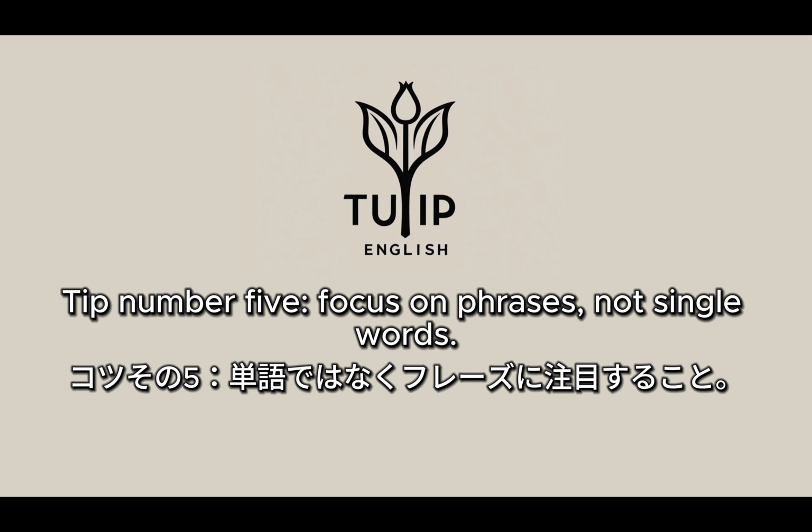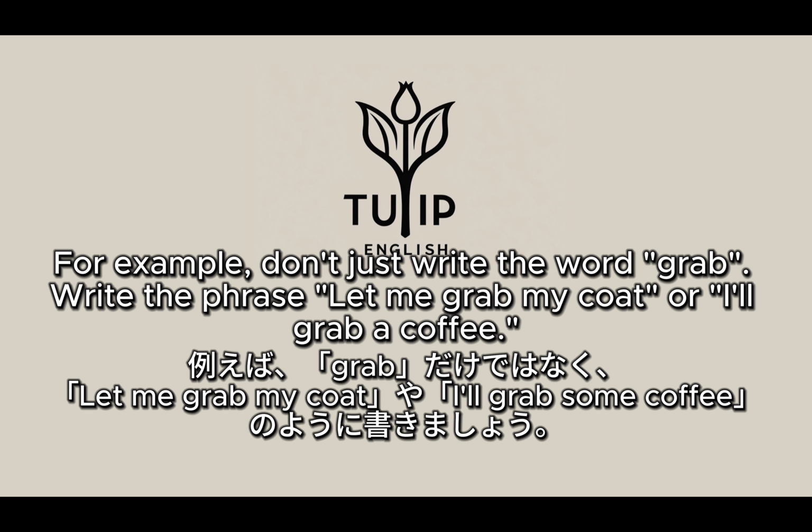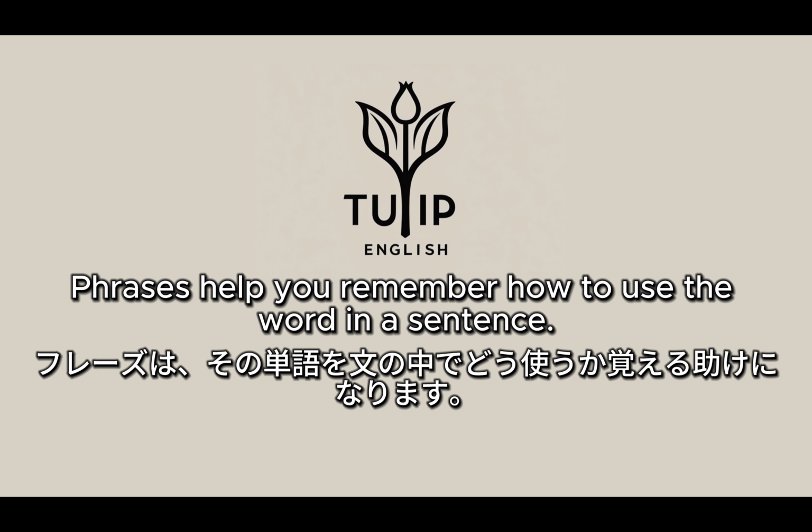Tip number 5. Focus on phrases, not single words. When you hear something useful, don't just write down one word, write down the whole phrase. For example, don't just write grab. Write the phrase, let me grab my coat, or I'll grab some coffee. Phrases help you remember how to use the word in a sentence.